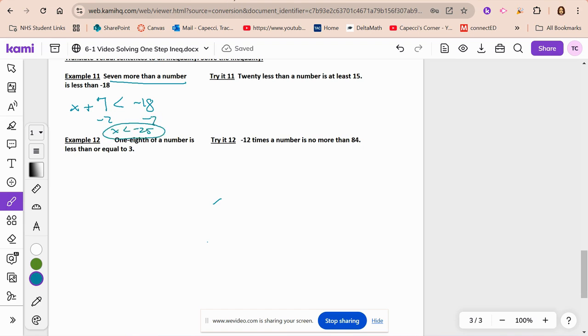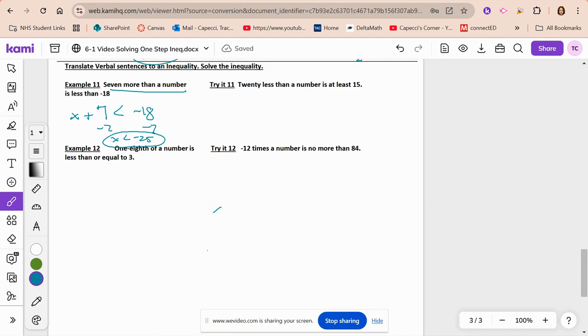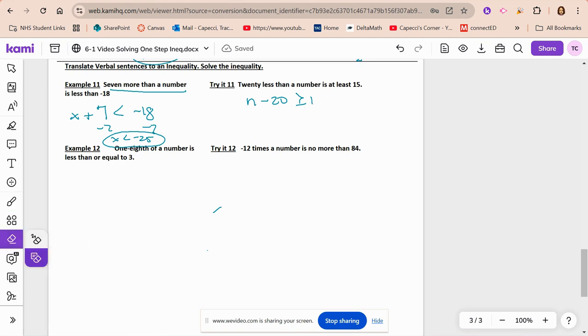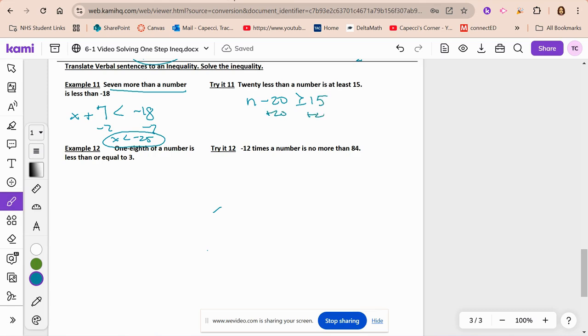Okay, 20 less than a number, I can use any variable I want, is at least 15. So 15 or greater is at least 15. Okay, so now again, I'm going to get my variable by itself. So I'm going to add 20 to both sides, and I end up with n is greater than or equal to 35.